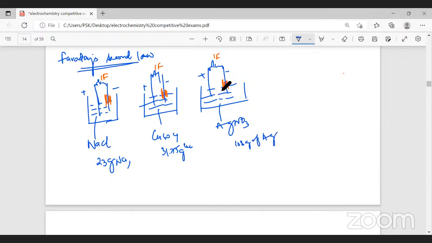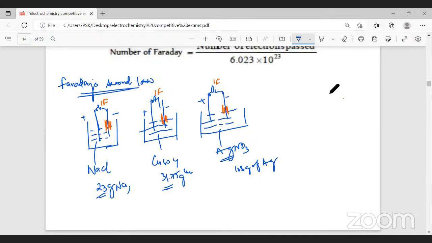Did you understand this illustration? We have taken different electrolytes and we're passing the same amount of current into them. The metal gets deposited at the cathode. In the first case, sodium gets deposited; in the second case, copper; in the third case, silver. Sodium is 23 grams, copper 31.75 grams, and silver 108 grams. Can you tell me what this is? Faraday's second law.